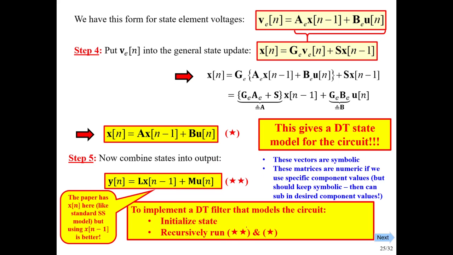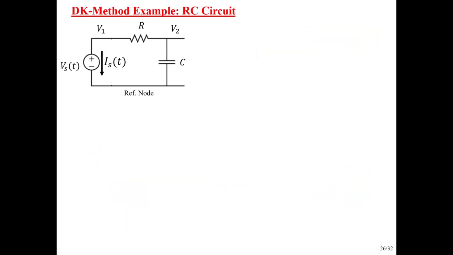I say compute double star first because I have an x of n minus 1 here. So that's why I say recursively run double star first. I don't need to update to get the n there. That's not why I did this. I'll show you in just a little bit why I made this n minus 1 rather than n as in the paper. But once I commit to that, I have to compute this one first. So I start here, do that one, and then I'm just recursively running these things over and over until I'm done. So let's look at an example.